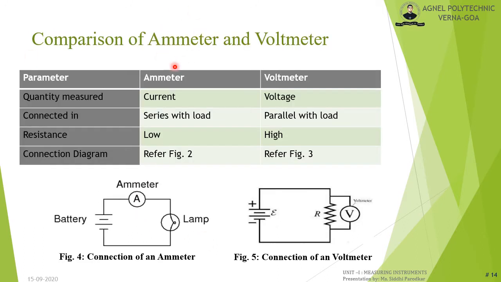Now let us compare the ammeter with the voltmeter. Ammeter is used to measure the current flowing through the load or through the circuit, and voltmeter is used to measure the voltage across the load.